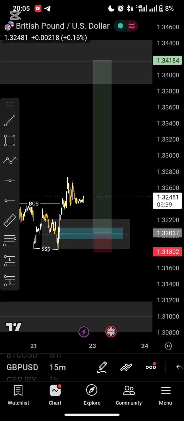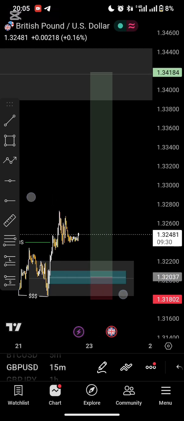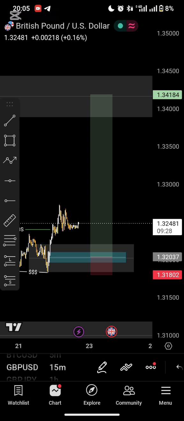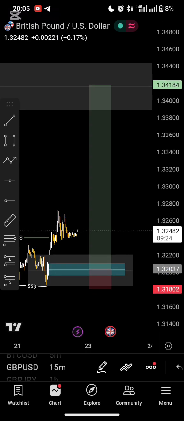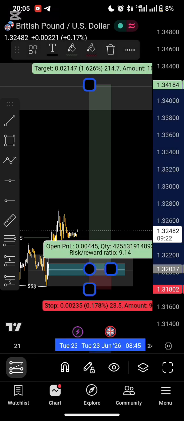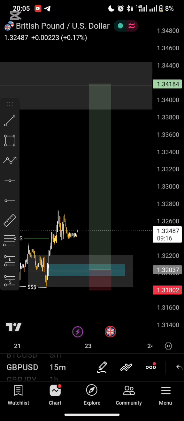This can take maybe a day or two, because looking at the week ahead, there is not much activity, such as news, coming up for the dollar. So this may take about a day or two to play out, but this is the setup we're having, and the risk to reward is 9.14, which is very, very good. Okay, so this is what we have now.